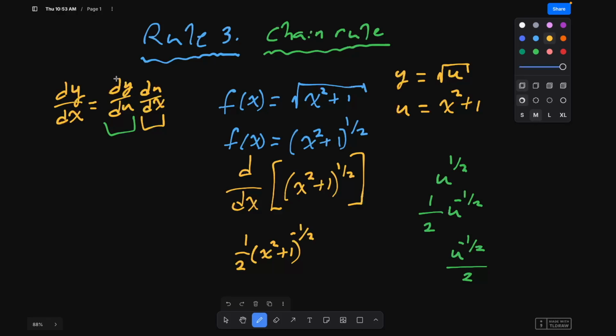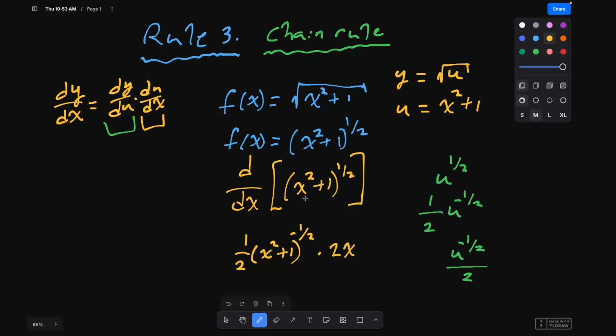And just to note, we have dy du and du dx right next to each other, so there's an implied multiplication there. So we did dy du, and then we have it multiplied by du dx, the derivative of just this inside bit. So the derivative of x squared is simply 2x, and then the derivative of plus 1 is just 0. So our calculus is done.